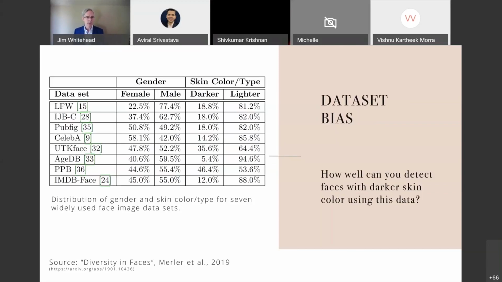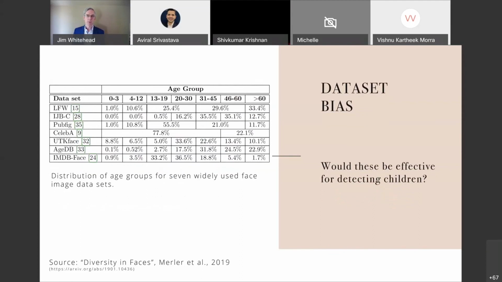Gender and skin color and type. You can see that there's a very strong bias in not just one, but many, many different widely used image data sets. There's a bias towards male images predominantly, and a super strong bias towards lighter skin colors as opposed to darker skin colors. As you might imagine, it's going to be much, much harder to make a highly robust facial recognition system when you're looking for darker skins as opposed to lighter skins, because your data set is just so biased.